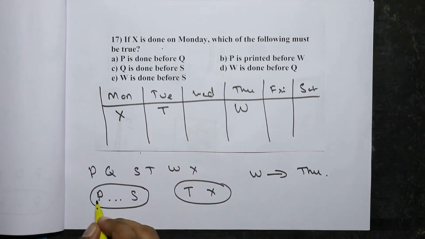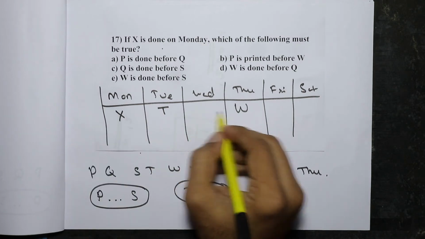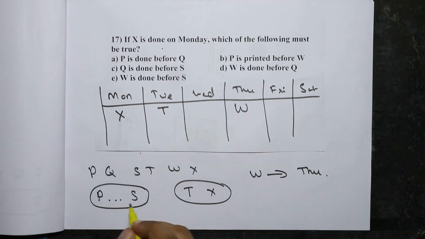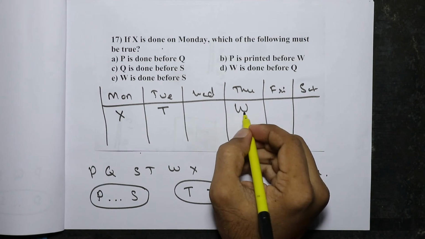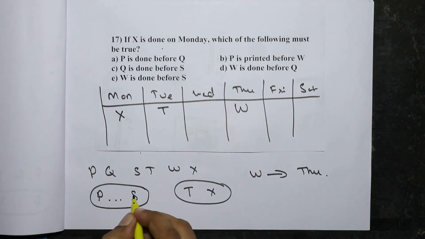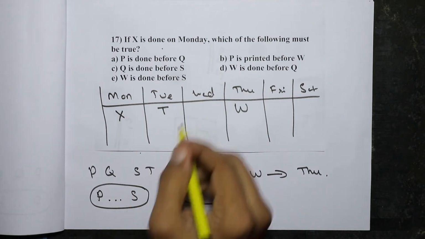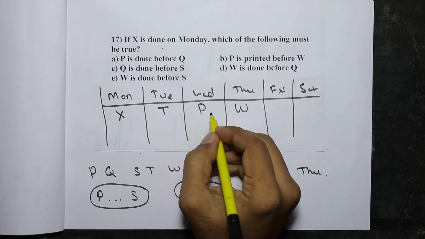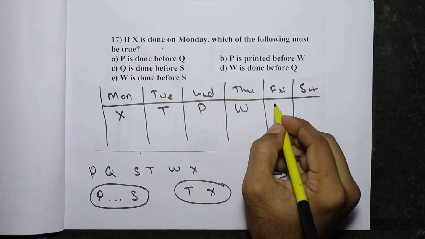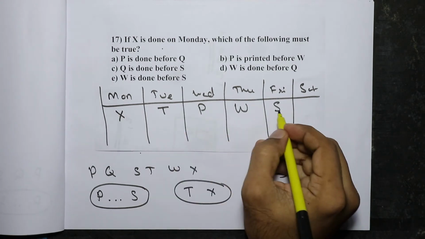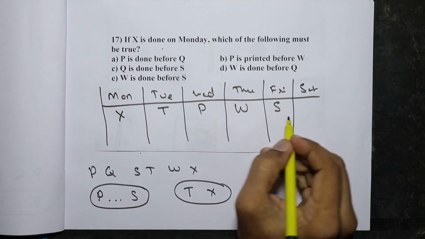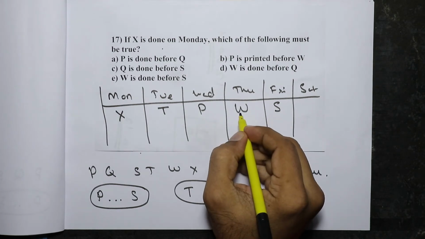S should be after P. Now in whichever way you schedule, you can see that S will always be done after W. If you try to do S as early as possible, P should be done before S. So P can be done on Wednesday and S can be done on Friday. So even if you make S as early as possible, S will always be done after W.